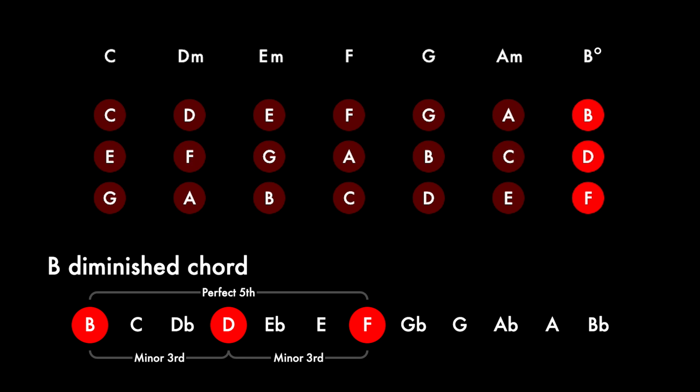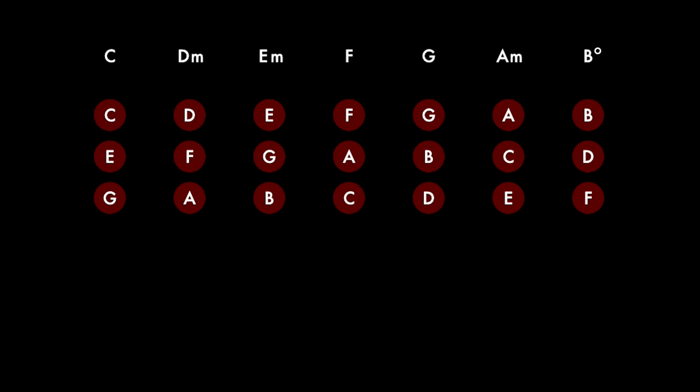Anyway, we're done walking up the C major scale, and we constructed a chord off each scale degree. Let's take a closer look at them. C major, D minor, E minor, F major, G major, A minor, and B diminished. Those are the chords that belong to the key of C major.